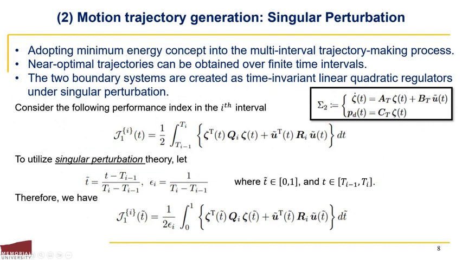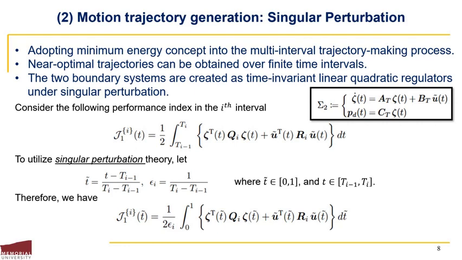Adopting singular perturbation theory allows us to introduce the concept of minimum energy into the multi-interval trajectory making process. Also, this helps in obtaining near-optimal trajectories over finite time intervals. Moreover, the two boundary systems are created as time-invariant linear quadratic regulators under singular perturbation, even though the involved matrices in sigma 2 are time-varying.